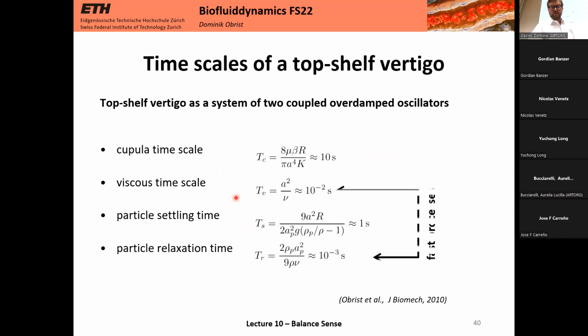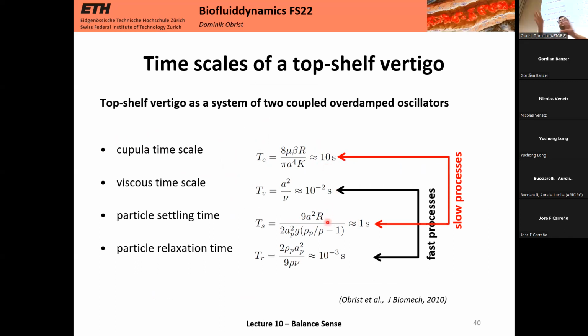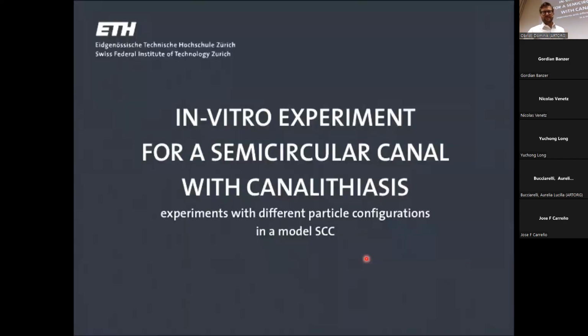We have the cupola time scale, which is on the order of 10 seconds. We have the particle settling time, which is on the order of 1, maybe 10 seconds. And these two slow processes, the falling particle and the relaxation of the cupola, happening at the same time scale, will lead to this vertigo. The fast processes actually do not matter that much. Now, this is all quite theoretical, and maybe it's more clear when I show you what this all looks like.